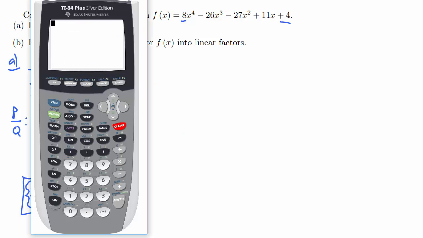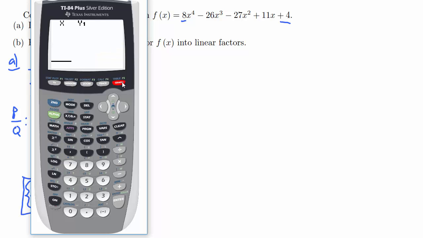So instead, we're going to use our technology, and we're going to type this into y equals. So do 8x to the fourth minus 26x cubed minus 27x squared plus 11x plus 4. And if you want to, you can graph it. You can kind of see how it looks. Usually it's not going to be all that helpful to you. Sometimes it is. Now, in this case, you can tell that there are 4 places where this crosses the x-axis, so you know that you're going to have 4 zeros.